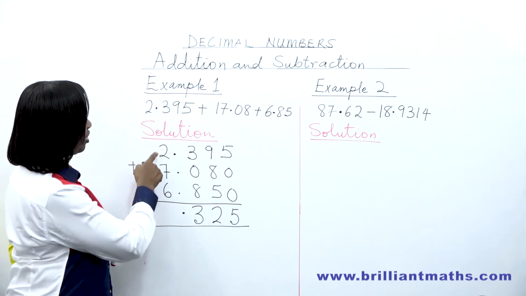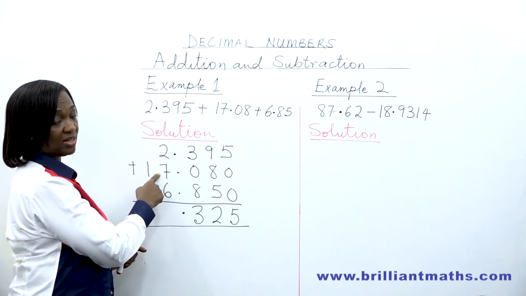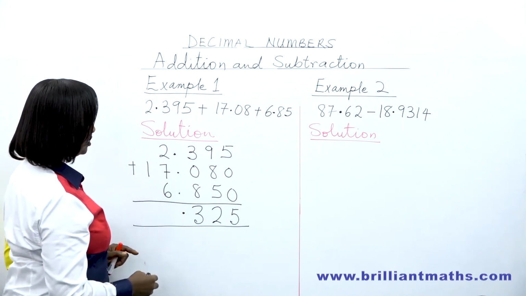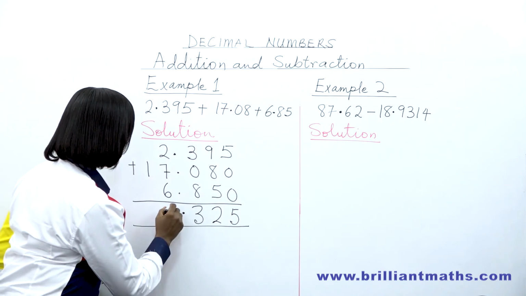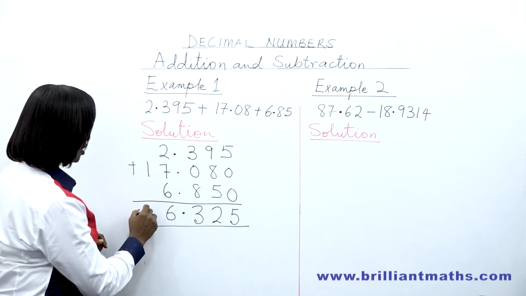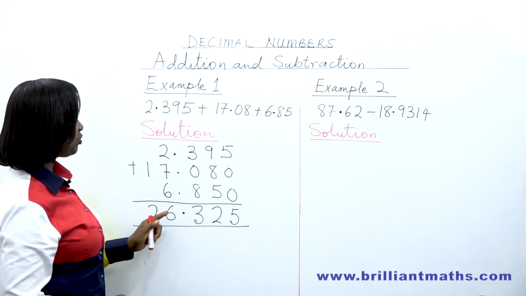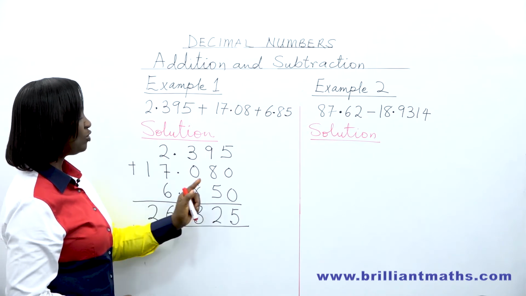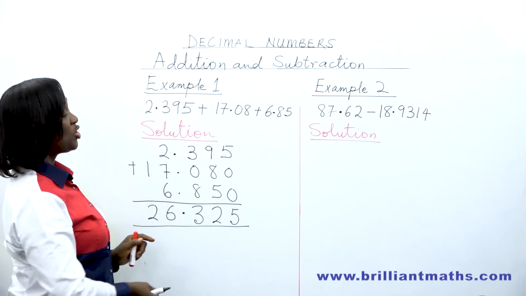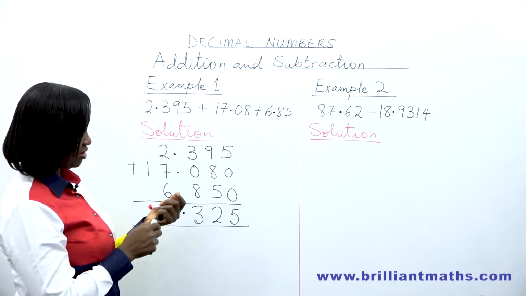So 1 plus 2 is 3. 3 plus 7 is 10. 10 plus 6 is 16. And then we carry 1. 1 plus 1 is 2. So the sum of those numbers is 26.325. Make sure you align. That's the most important thing here.